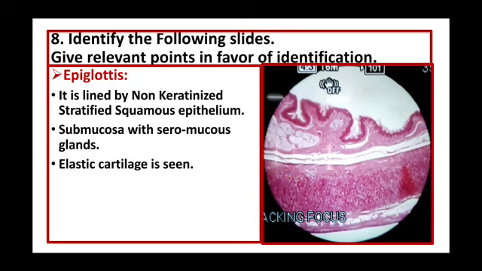So the given slide is the epiglottis. It is lined by non-keratinized stratified squamous epithelium. The submucosa contains seromucous glands, and it contains the elastic cartilage.